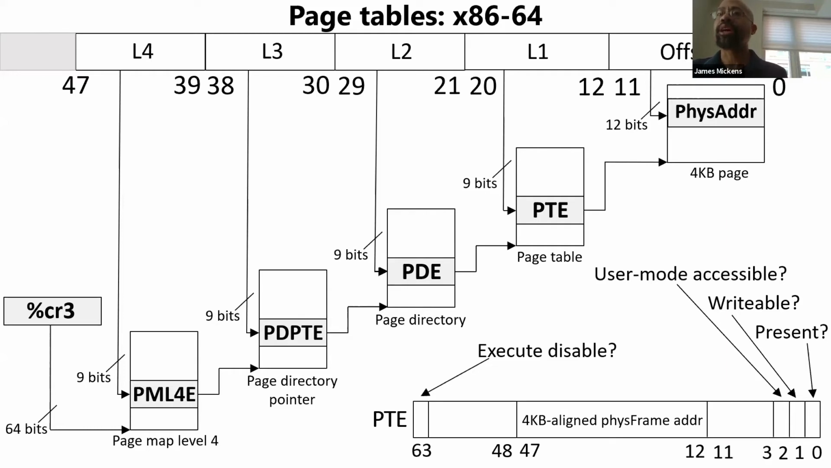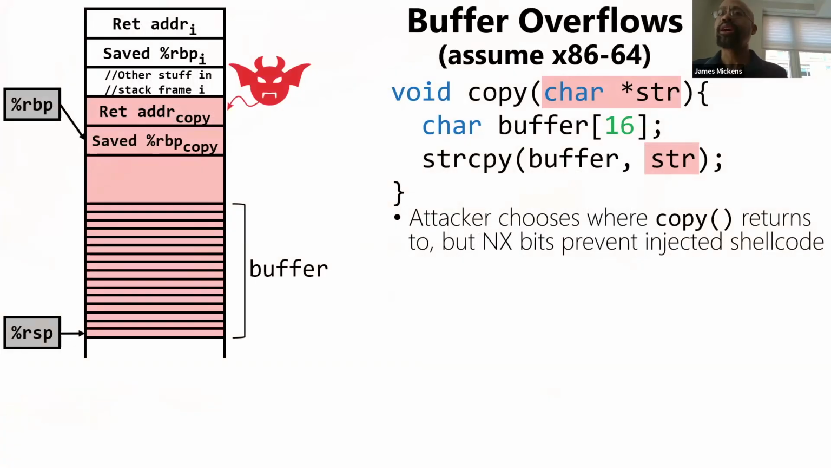Okay, let us now move on to see how the attacker can still do bad stuff, even if there are NX bits, no execute bits, in place. We're looking at the same function that we looked at before, this copy function. We're assuming, once again, that the str argument is controlled by the attacker.